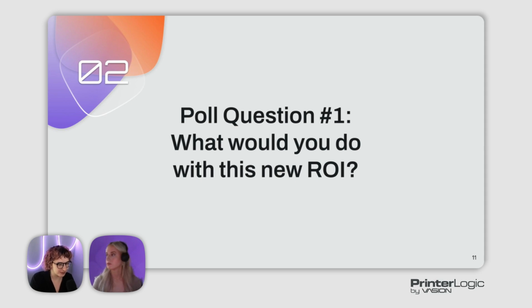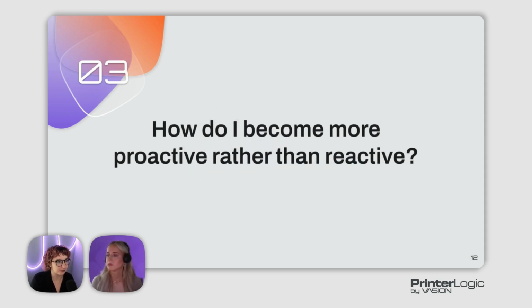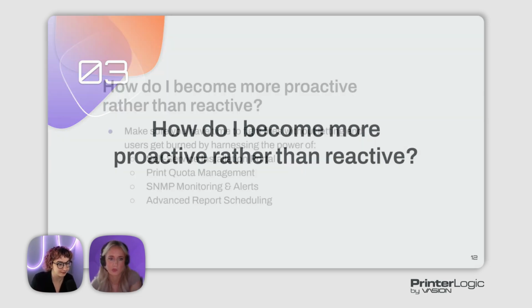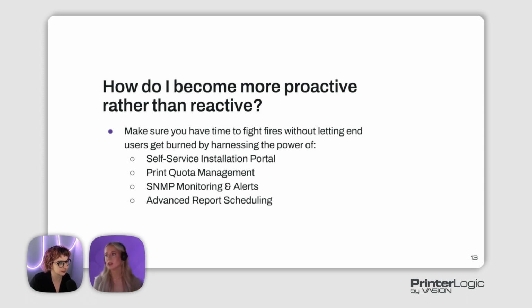So Kayla, you mentioned becoming more proactive rather than reactive. What are some ways PrinterLogic enables you to do that? Of course. So we talked about the self-service portal where your end users can manually install printers. But not only that, PrinterLogic also offers quota management. Within this functionality, the administrators are able to set a threshold on their end users based off volume or price, so your end users can't print past that particular threshold. We also did talk about SNMP monitoring alerts, where you can set up SNMP monitoring in your environment and receive alerts based off of that information.